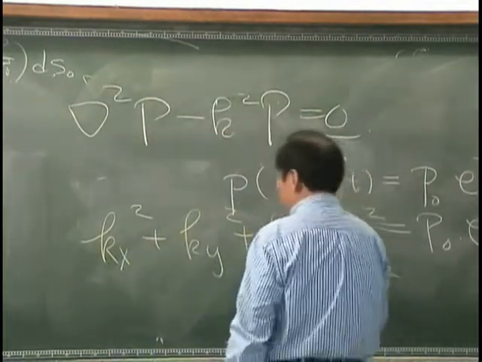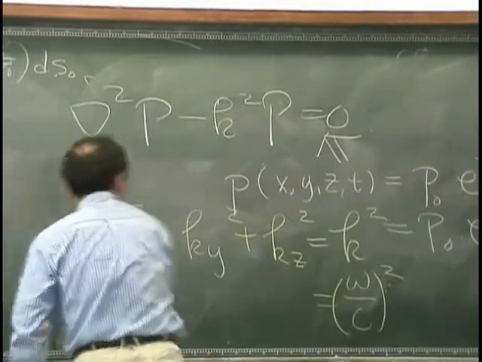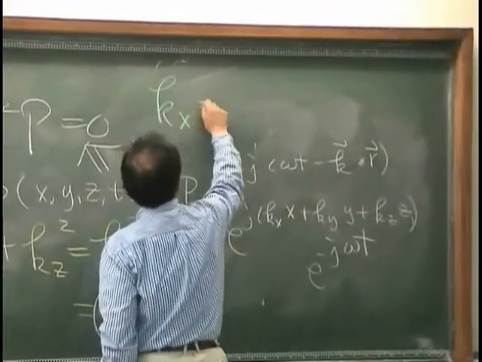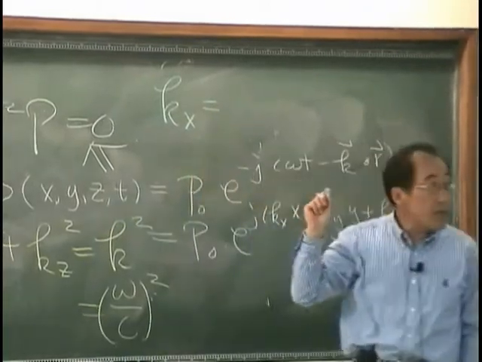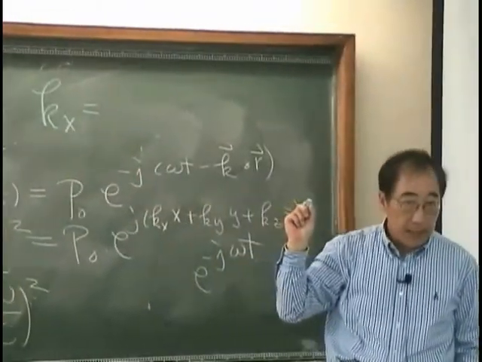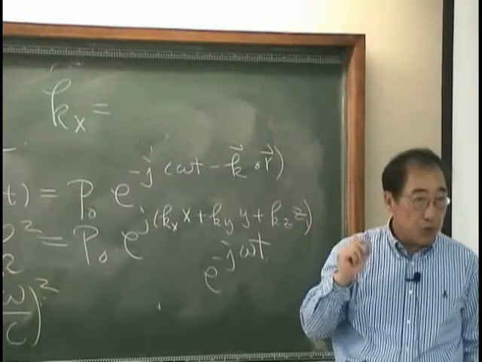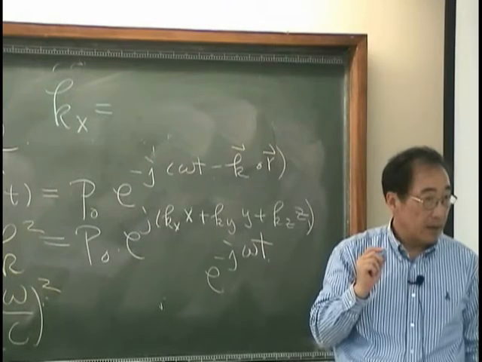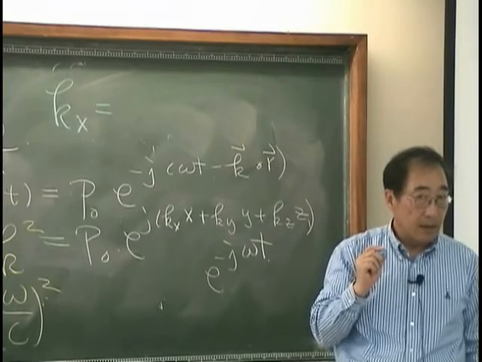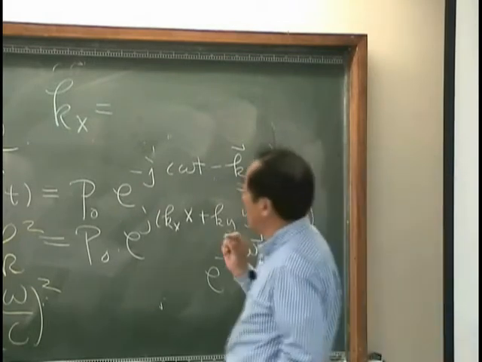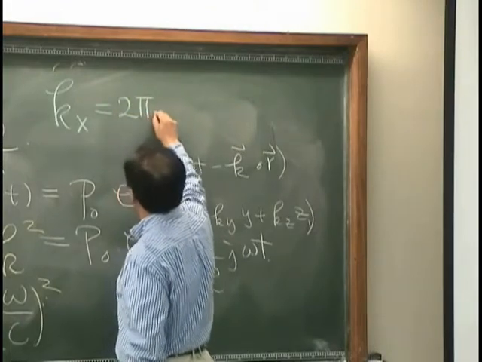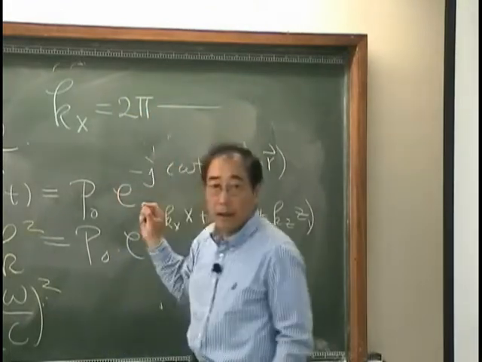Okay, for the plate, what does Kx really mean for the plate? Number of waves per unit length. Okay? And 2 pi. 1.